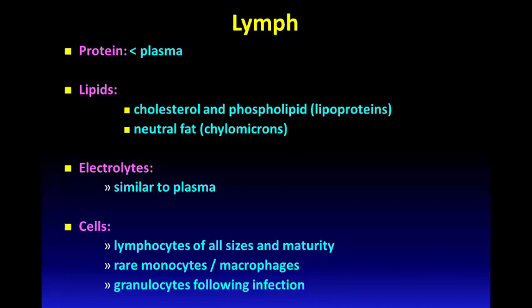Remember, the digestive products of lipids are absorbed through the lymphatics, which we have in the intestine. We also have electrolytes in the lymph, and the concentration of the electrolytes in the lymph is equivalent to the concentration of the electrolytes in the plasma. We also have cells like lymphocytes of all sizes and of all levels of maturity, and rarely we have monocytes or macrophages in the lymph, and we might even have granulocytes when there is infection.